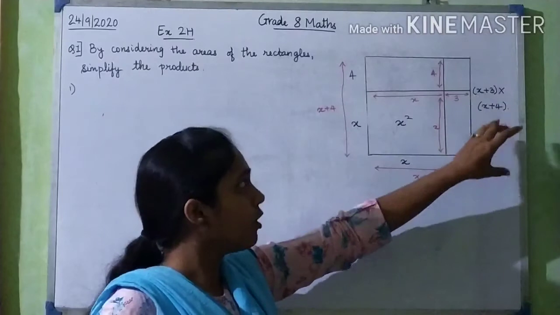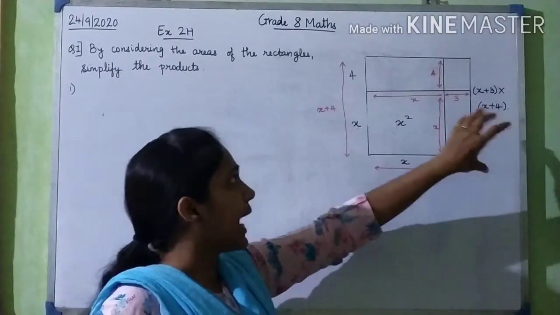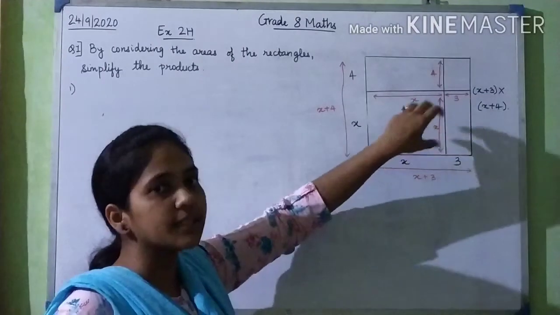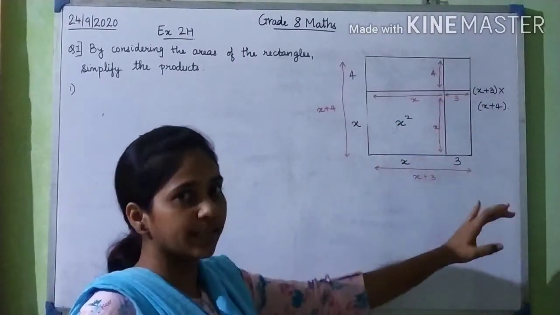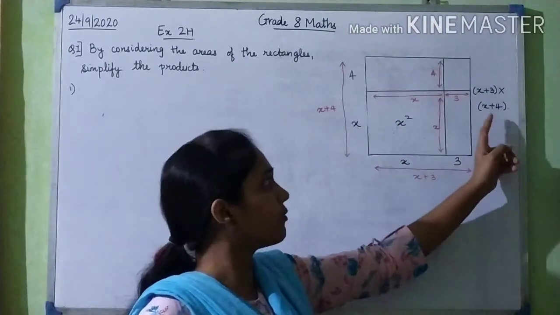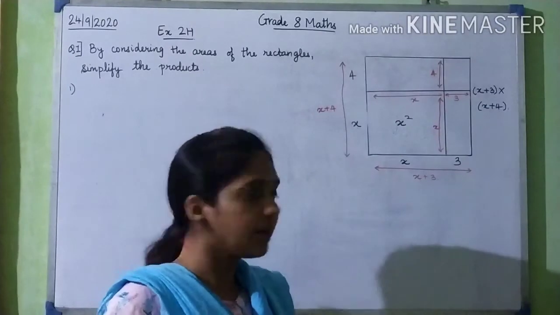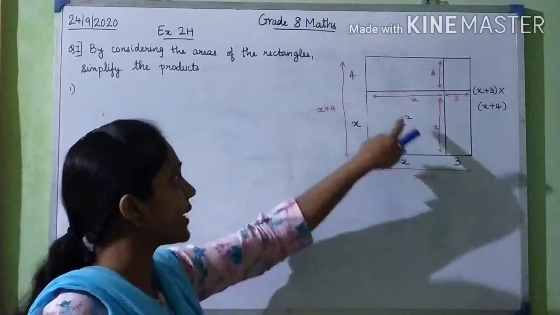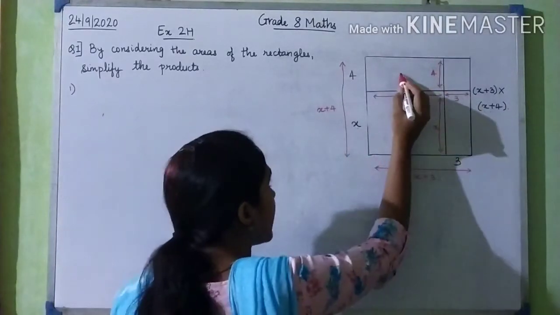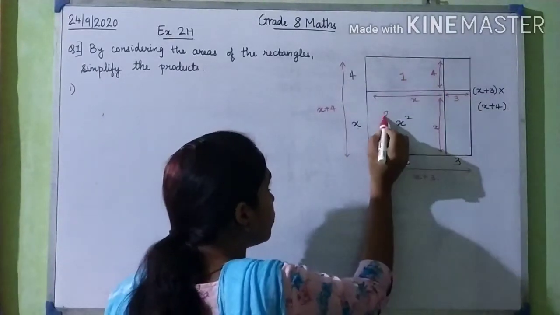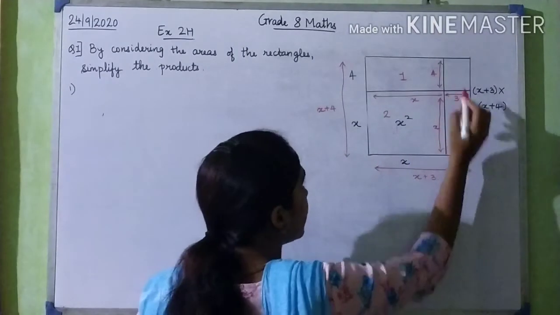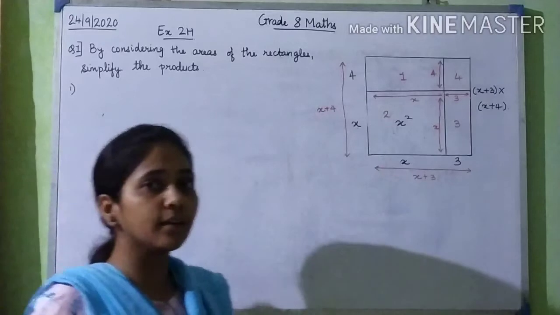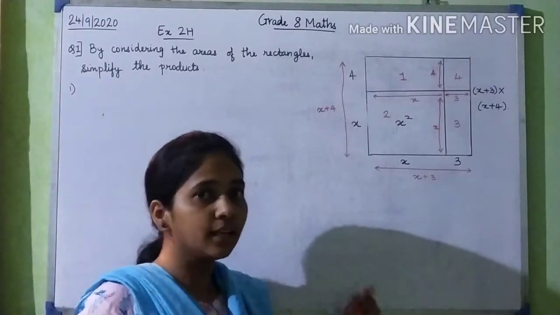So we need to check that when we find the areas of all the smaller rectangles and add all the areas, we get the area of the bigger rectangle. So let's find. First I will name each rectangle. Let me name this as 1, this as 2, this is the third one, and this is the fourth one. So I will find the area of each rectangle one by one.